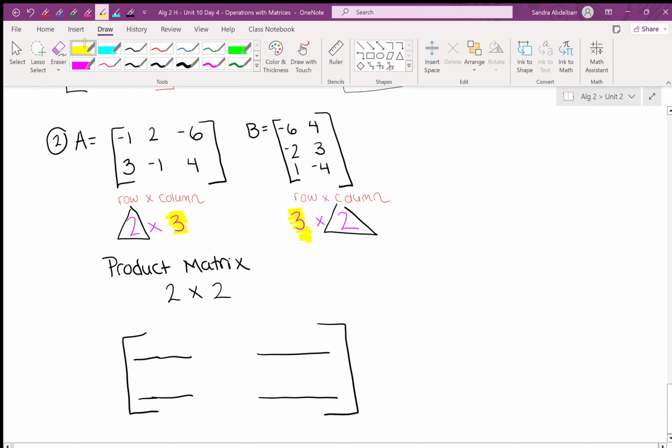All right, so I'm going to do my first row, multiply it with my first column. You guys okay if I don't write out the multiplication, if I just multiply it? So we're going to do -1 times -6, which is 6, you got it, plus, now we're going to do 2 times -2, which is -4, plus, now we're going to do -6 times 1, which is -6.